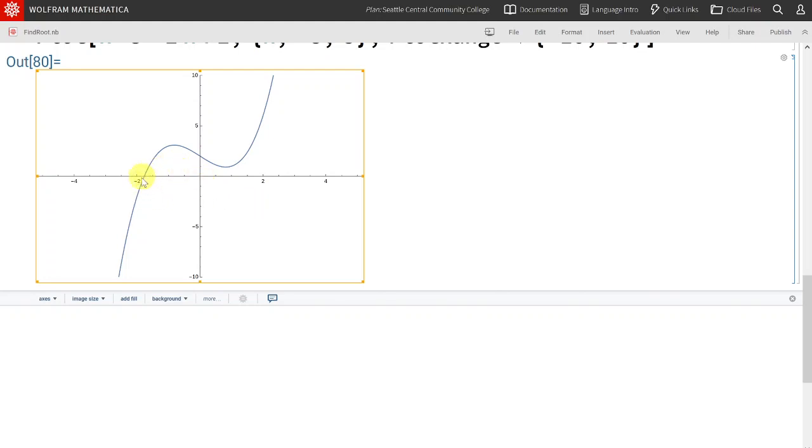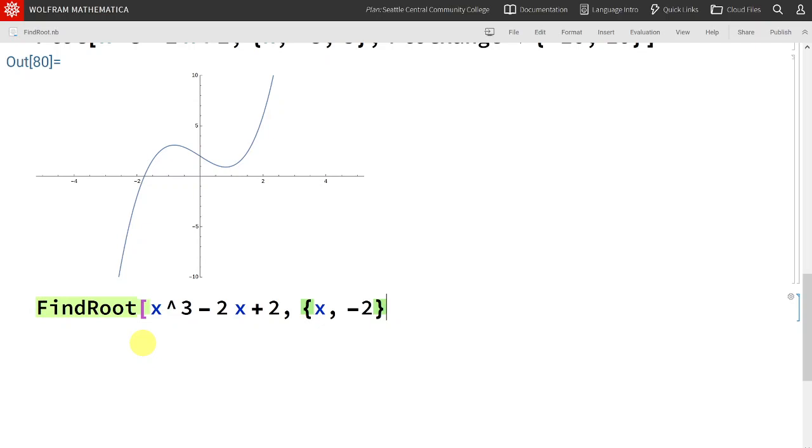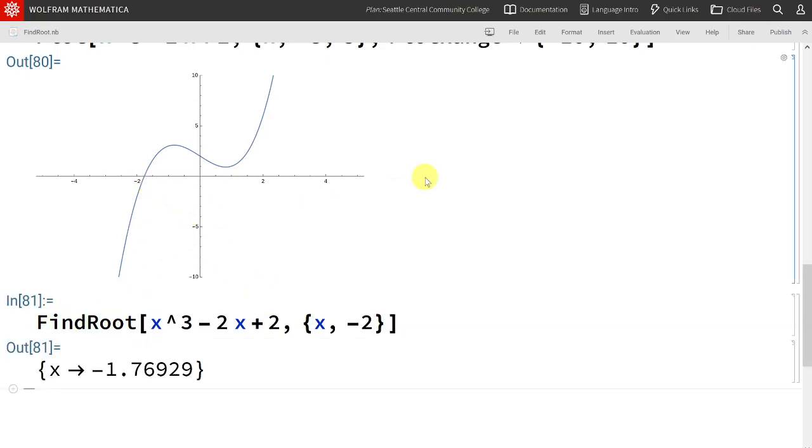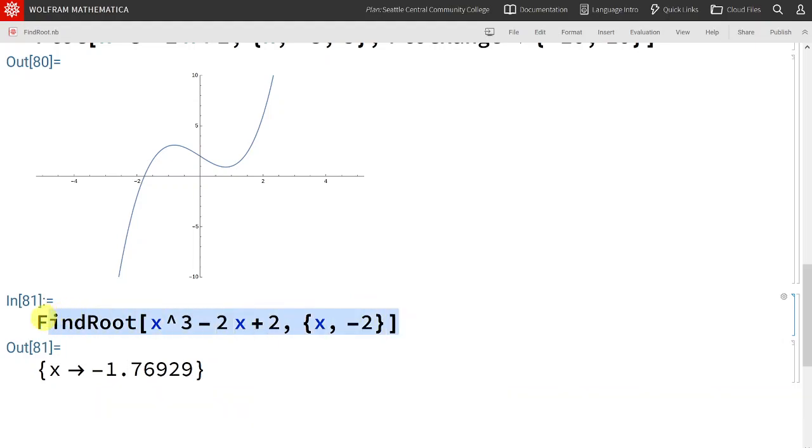Let's find this one right here. And I'll pick as my starting point -2. So FindRoot x cubed minus 2x plus 2, x, -2, curly brace, bracket. It should find this solution, which it does, -1.76. Now, something happens. There are limitations with FindRoot.